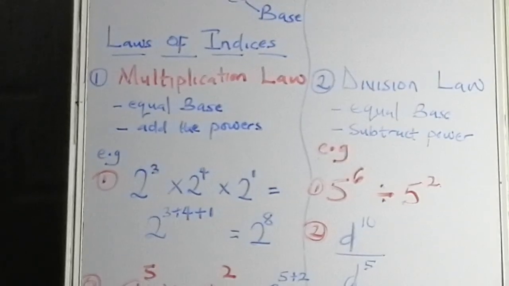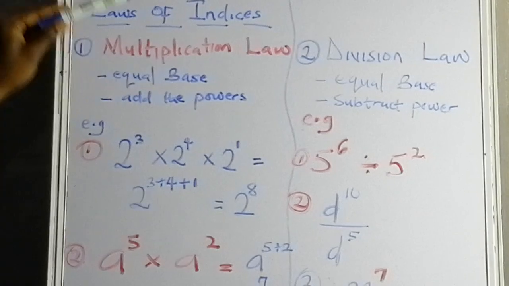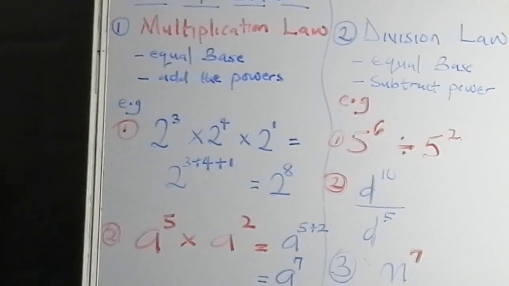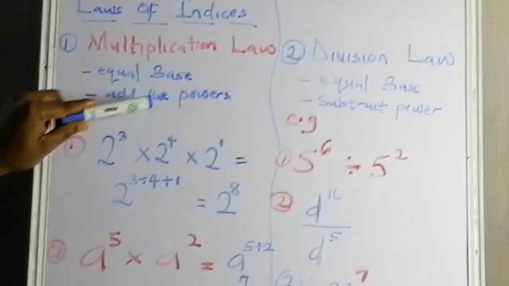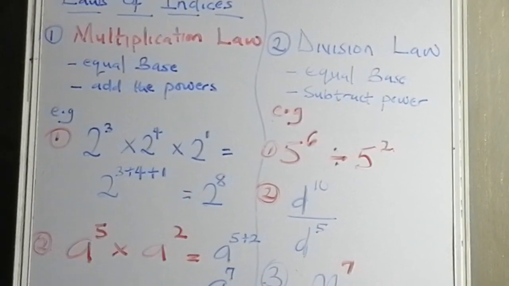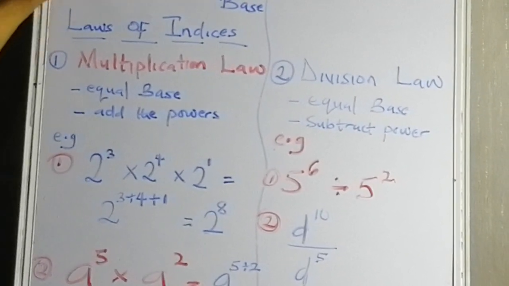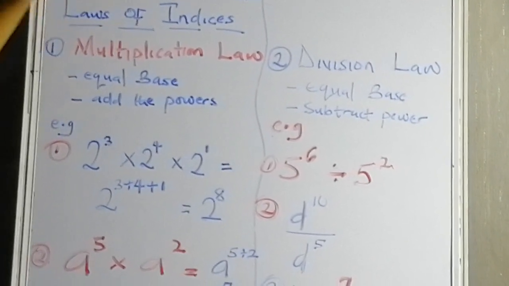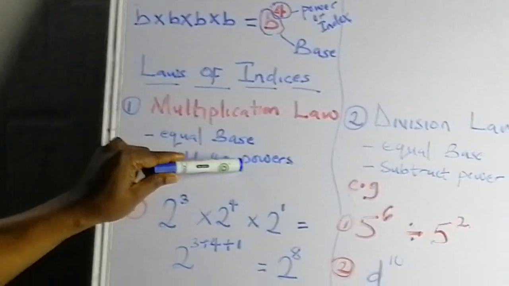The multiplication law has two conditions. The first condition is that they must have equal base. 5, 5, 5 is equal base, B is equal base. Then what do you do? You add the powers. Which is what we've done here in part of the example. The powers 1, 1, 1, which is 1 plus 1 plus 1, that is 3. So the same thing applies here. For the multiplication law, they must have equal base, and you must add the powers.